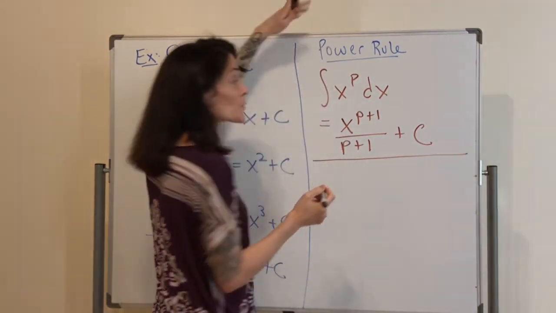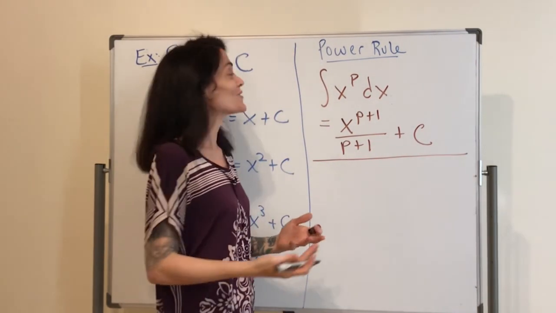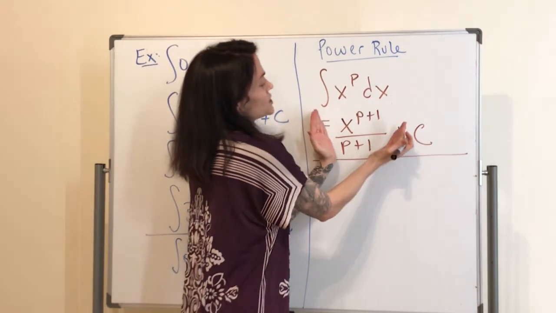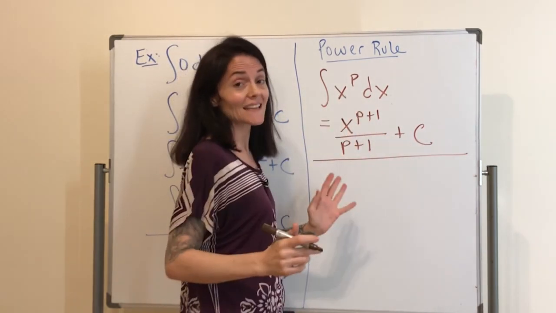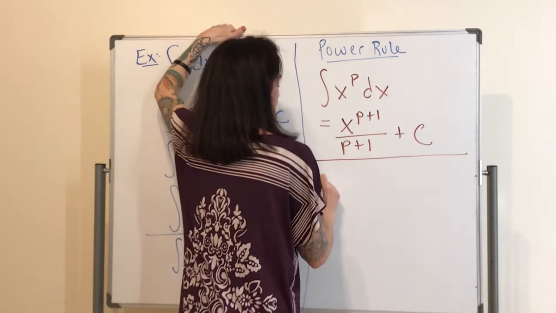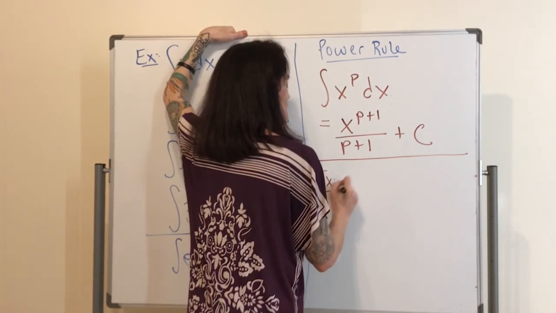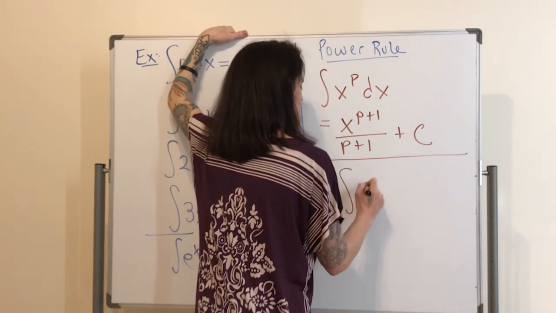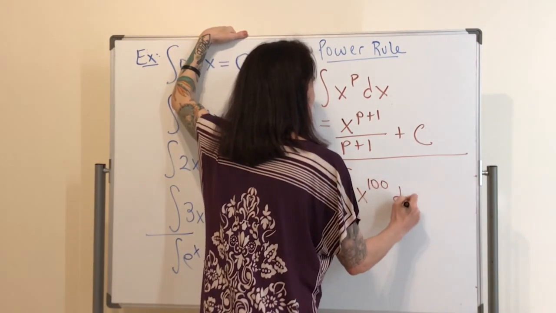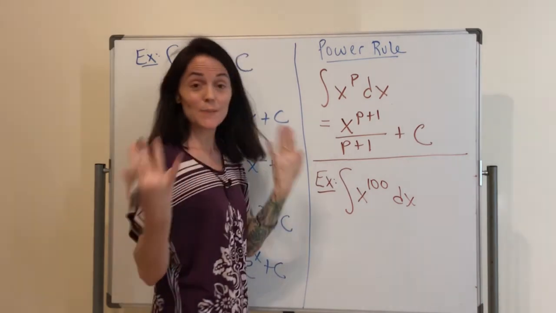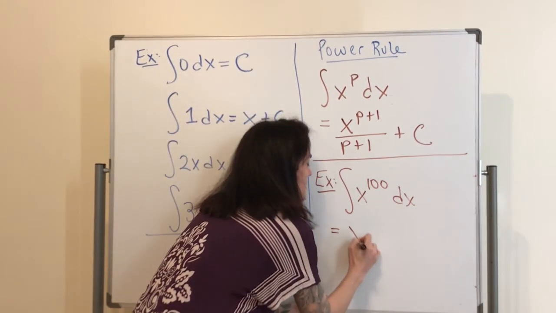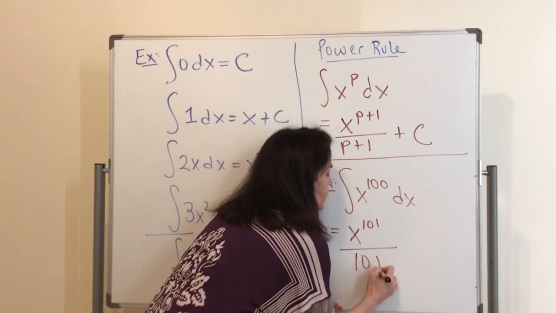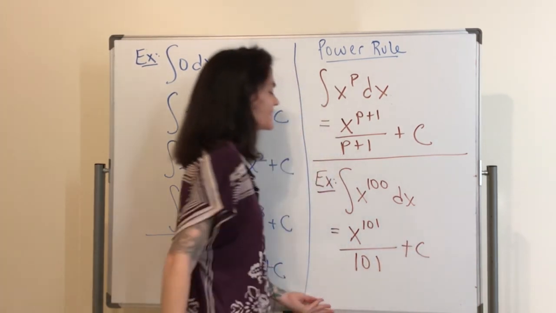So this is, we add a power, divide by the higher power, plus c, okay? This is the power rule for indefinite integrals here. And you can check, right? Differentiate this, and you get exactly x to the p. And as a quick example of this power rule, let's do x to the 100 dx. It's a power rule. So we add a power, x to the 101 divided by 101 plus c.